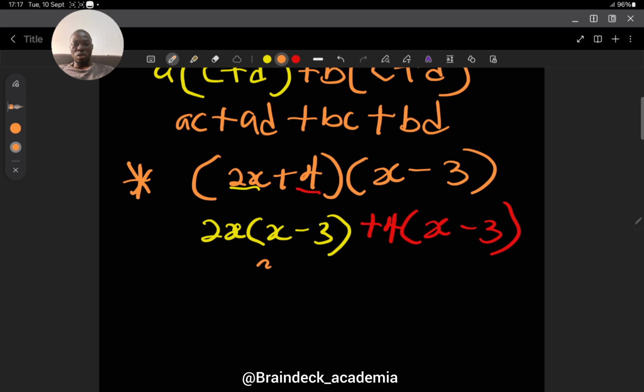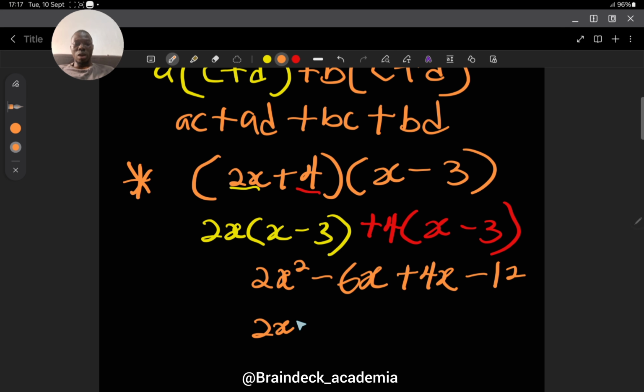So 2x times x will give us 2x squared, which I know you know by now. 2x times minus 3 will give us minus 6x, plus 4 times x will give us plus 4x, and plus 4 times minus 3 will give us minus 12. So now looking at this, we have two like terms, so you have to simplify. You have 2x squared minus 2x minus 12, because minus 6x plus 4x is minus 2x. Since there is no more like term, this is our answer.